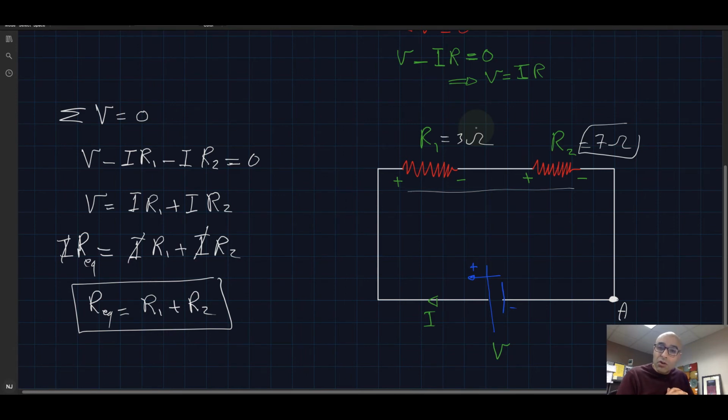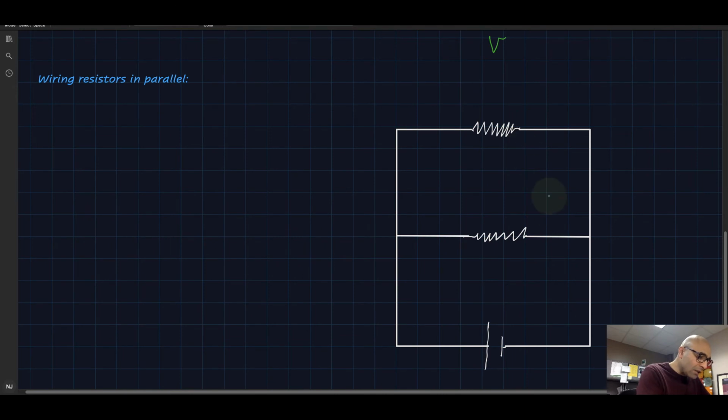Now let's go to resistors in parallel. This is how parallel looks like. It looks like two columns or two rows under each other, if you will. So I'm going to call this V for the voltage of the battery. I'm going to call this R1. I'm going to call this R2.